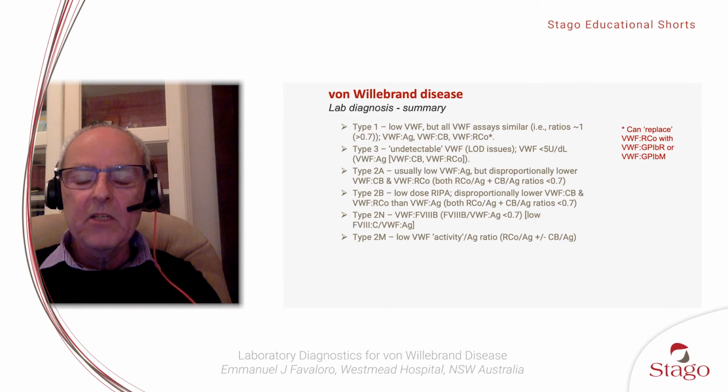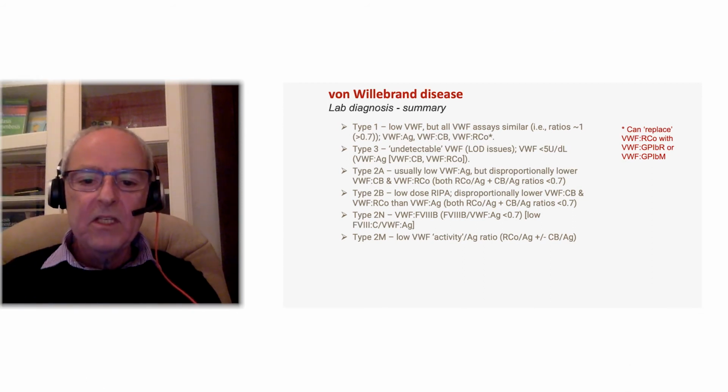But initially, in a screening process, we expect to see a lower level of factor VIII-C to von Willebrand factor antigen. Again, that level would effectively be less than 0.7, but that's also seen in hemophilia A. So we need to distinguish 2N von Willebrand disease from hemophilia A using a von Willebrand factor VIII binding assay or genetic analysis.